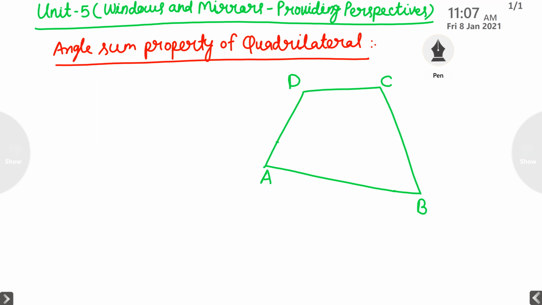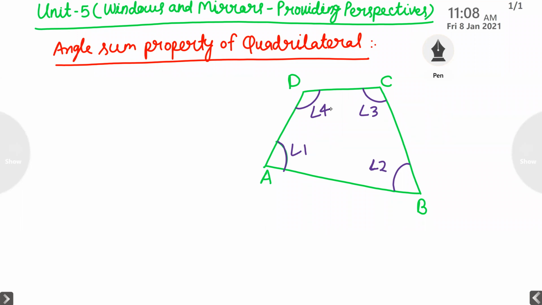Now, suppose this angle is, I am assuming, angle 1, angle 2, angle 3, and angle 4. Now I am going to apply the angle sum property of quadrilateral. What is this angle sum property of quadrilateral? It is saying the sum of all the interior angles of a quadrilateral equals 360 degrees. How many interior angles are there? There are 4 interior angles.